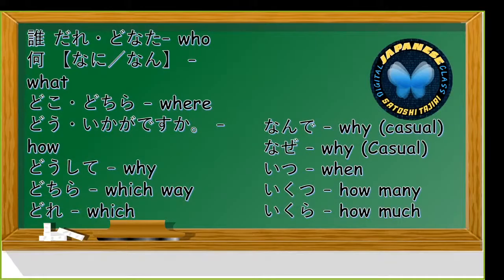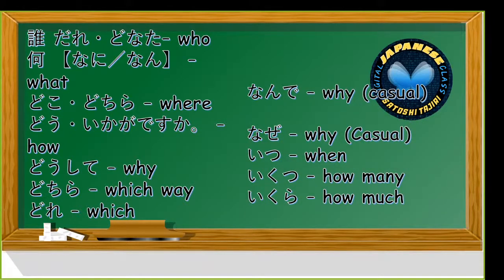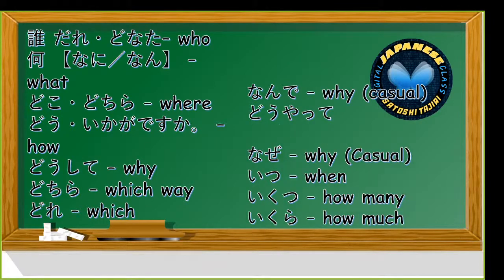Okay. So that's a quick note. This one is actually both casual, nande and naze. But remember, our nande can also mean how, okay? So we have our doyate. Doyate is not on the list, so let me add it for our jimonshi. We have our doyate. It means also how. They have the same meaning.